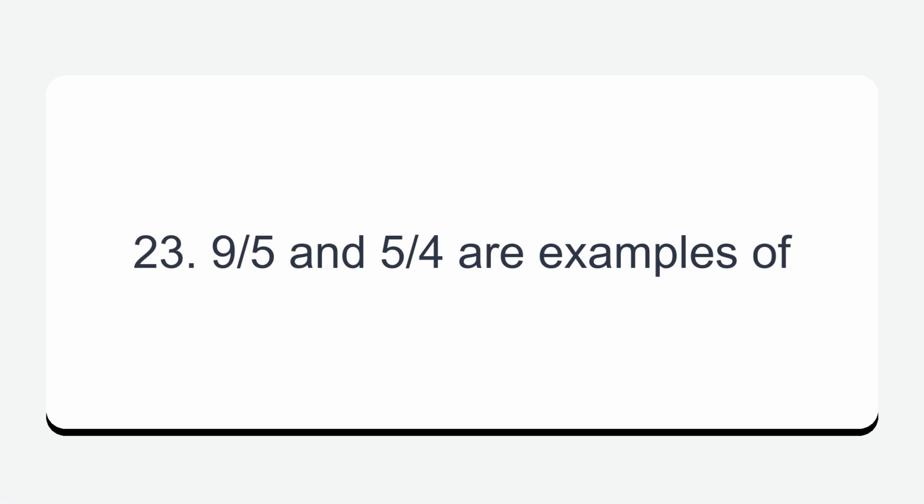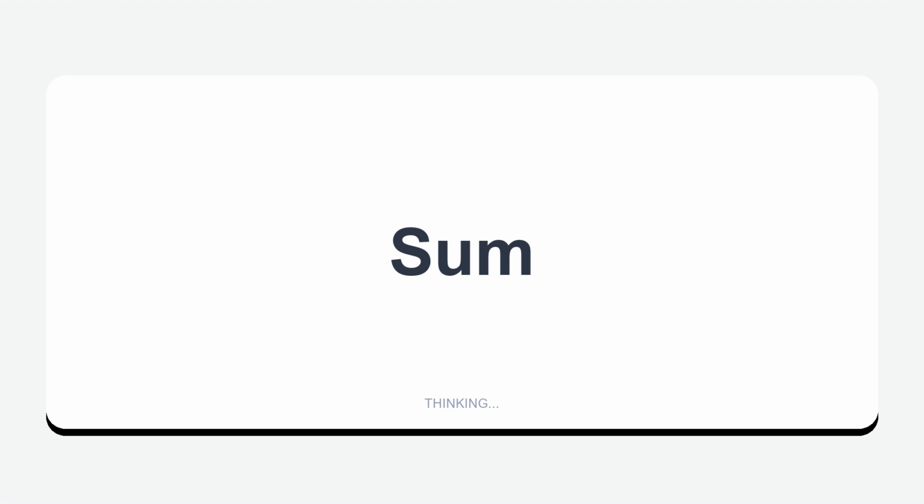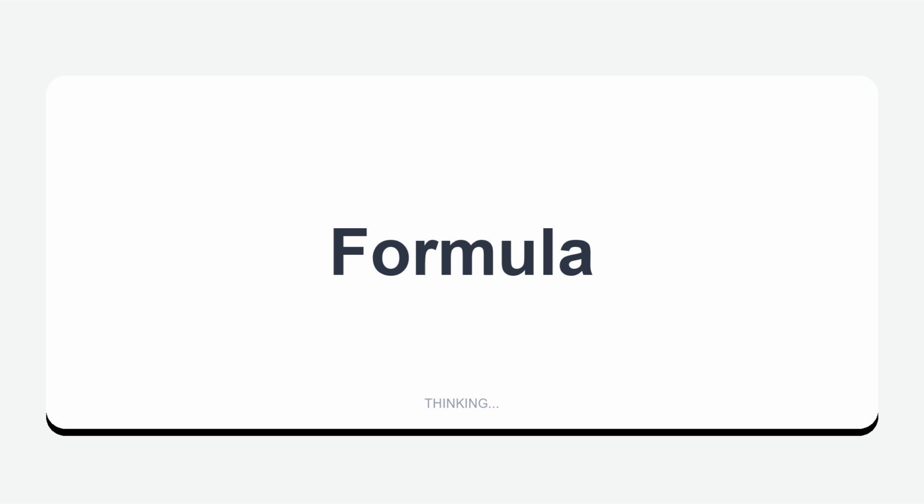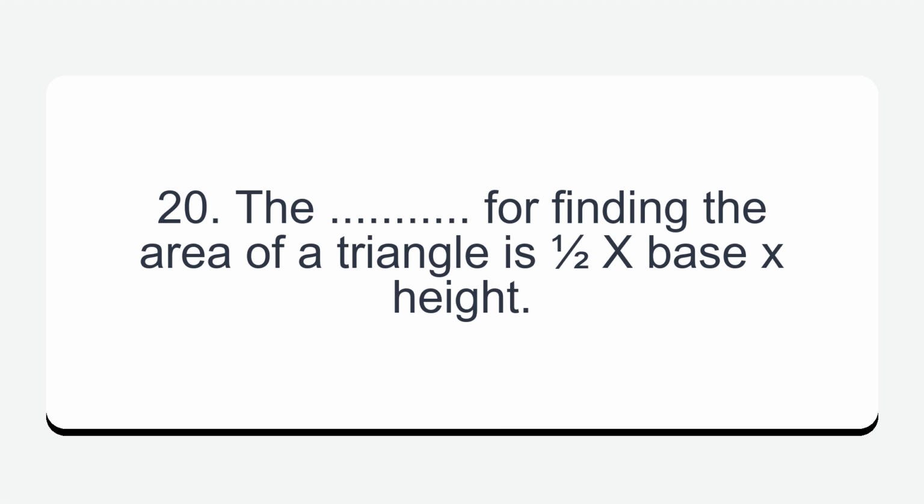23. 9/5 and 5/4 are examples of sum. 25. Problem 25 plus 25 equals 50. The number 50 is the formula. 20. The for finding the area of a triangle is 1/2 x base x height, mass.